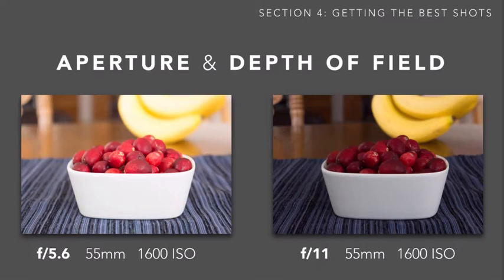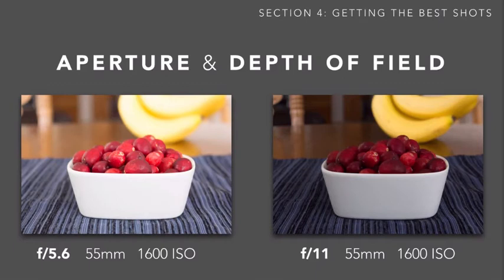Now let's look at what happens when we change our aperture. Both of these were taken on a 55mm lens with a 1600 ISO, which is fairly high, and we'll talk about that in a minute. But the first one has an aperture of 5.6. Now remember, this means that the opening is wider in my camera. The second one has an aperture of 11.